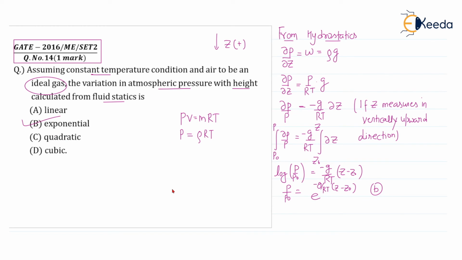Okay. So we have used the ideal gas equation and the equation from the hydrostatic law, and using this we have done this derivation to prove that the variation of pressure with height is exponential.